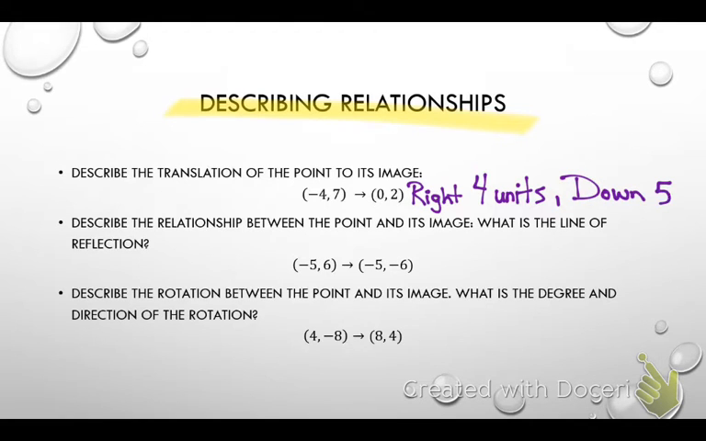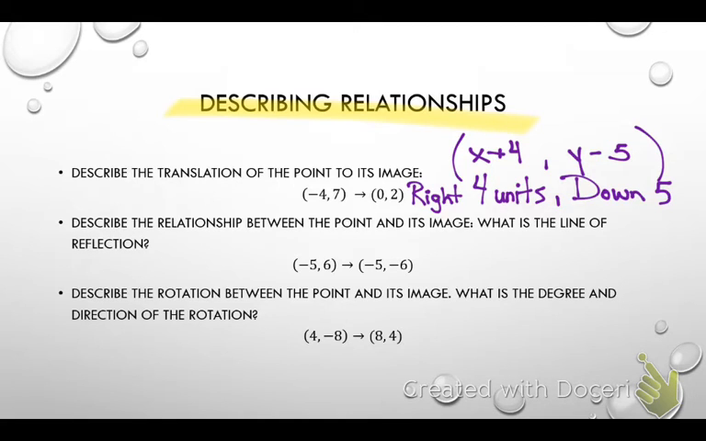Down 5. Does anybody know how I would write this in an ordered pair? If I just wanted to write it in an ordered pair, x and y, how would I write it? X plus or minus? Plus how many? And then y plus or minus? Minus 5. So you can write this answer either way on your test, as an ordered pair or just say how many right, left, up or down. Okay, so that's one question.